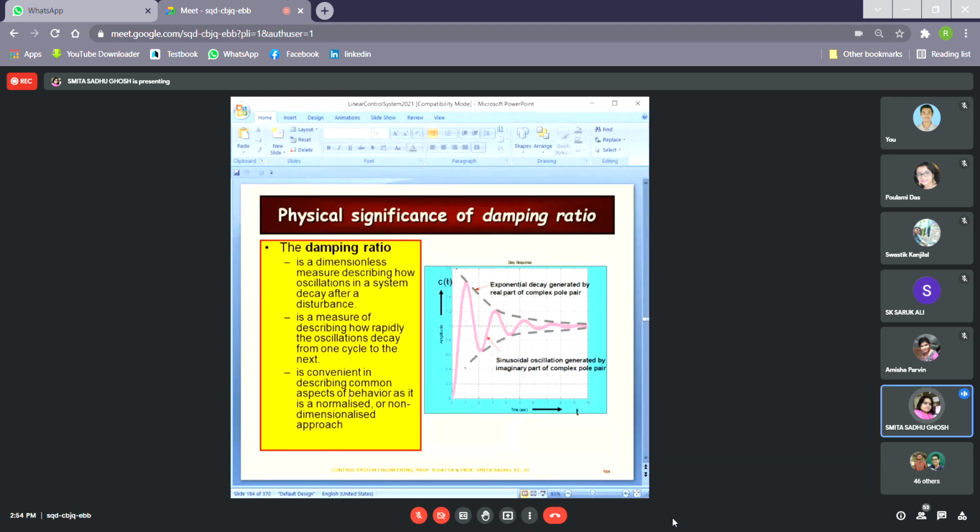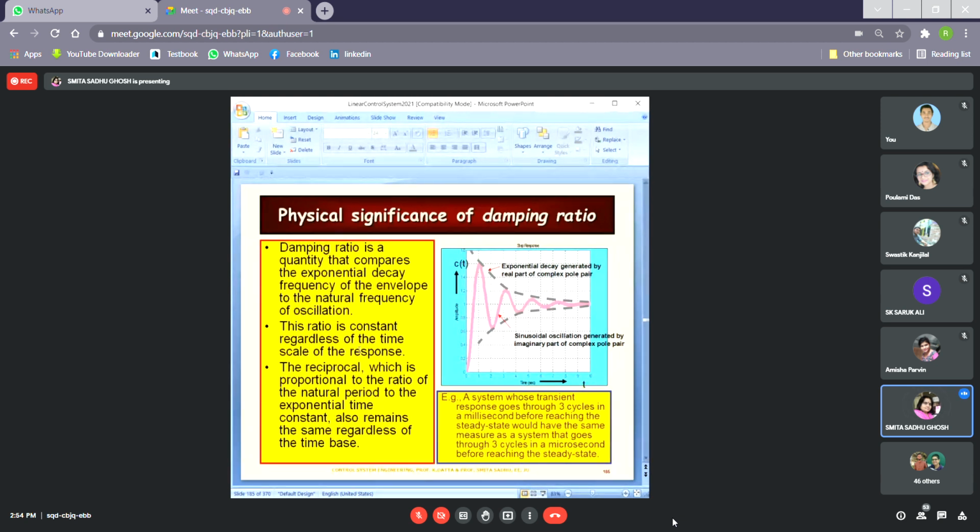The damping ratio is convenient in describing common aspects of behavior, as it is a normalized or non-dimensionalized approach, right? So the damping ratio is essentially dimensionless, and irrespective of the scale of the time axis over here, how many oscillations take place before it reaches a steady state is what is indicated by the damping ratio.